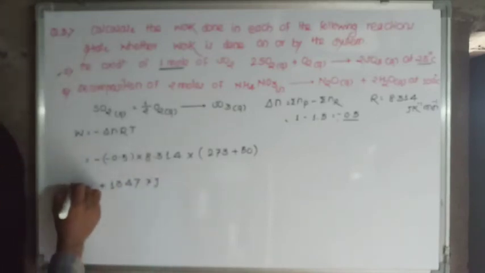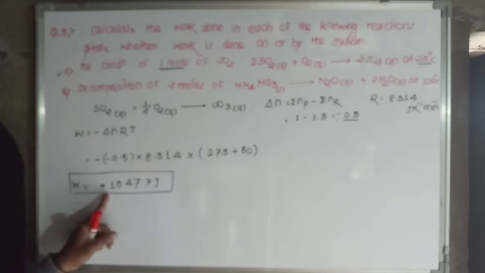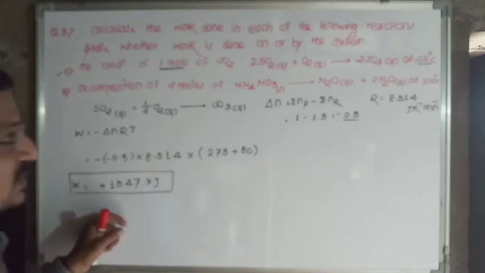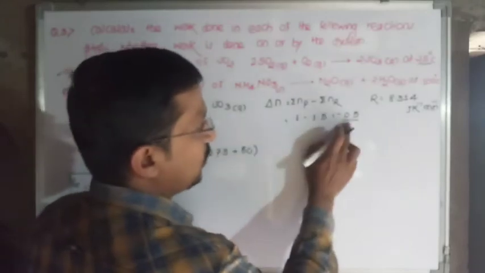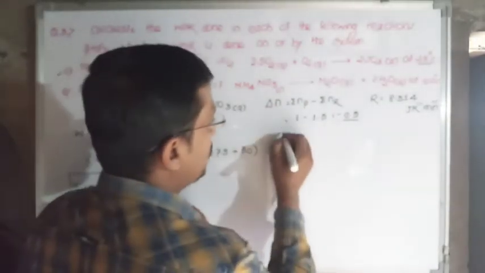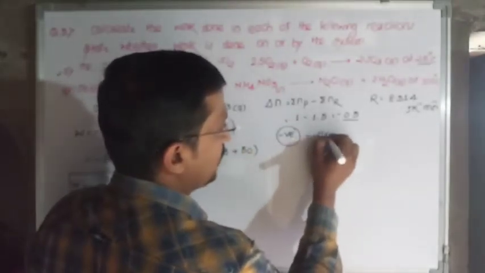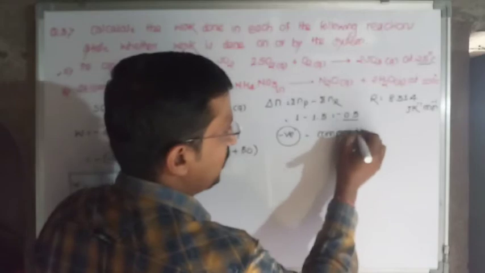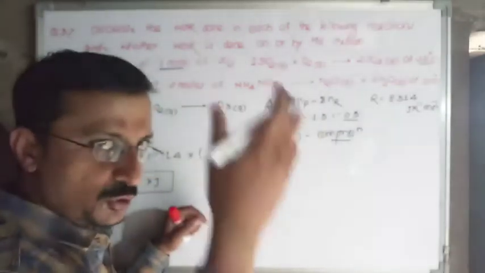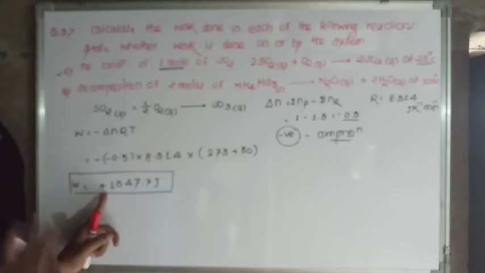And remember here work is positive, in the sense that it is work of compression, which we can also derive from the number of moles. As the change in number of moles is negative, delta N is negative, therefore work of compression takes place. The number of moles decreases from reactant to product, so compression takes place. And again it is clear from the sign of W, it is positive. Work of compression.